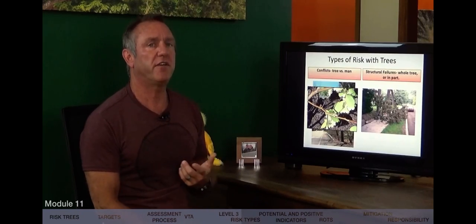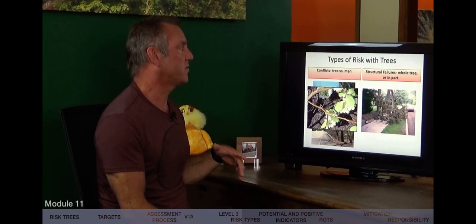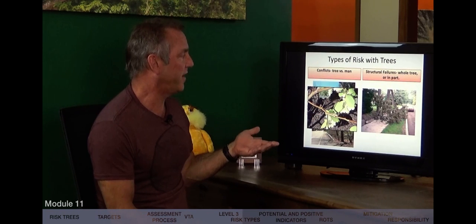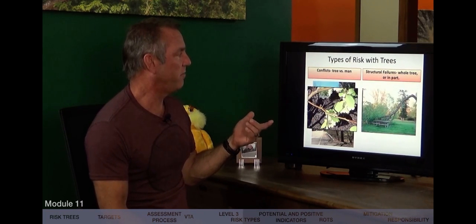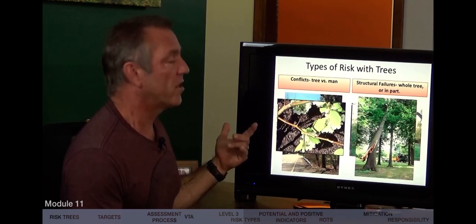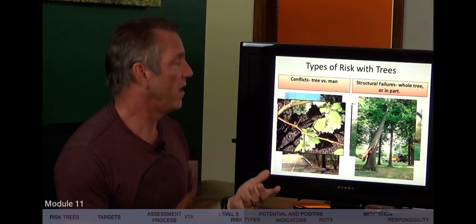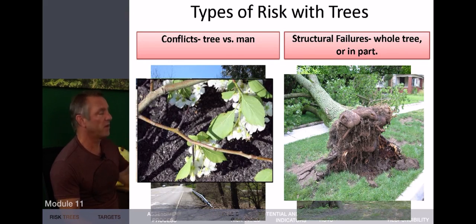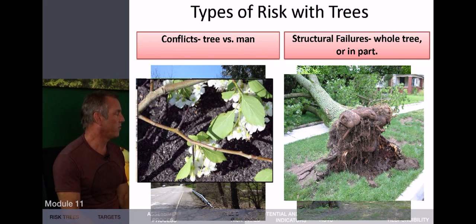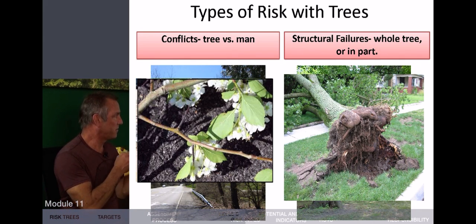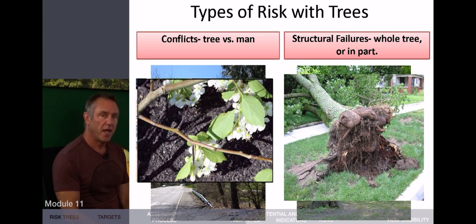With structural failures, we either talk about whole tree failures or failure in part. So it could be just a branch failure, or it could be a large major stem failing, or it could be whole tree failure as well. And right down to the root system, where we have wind throw due to a poor root system. So all of these things are typical types of failure that we'll see in the built environment.